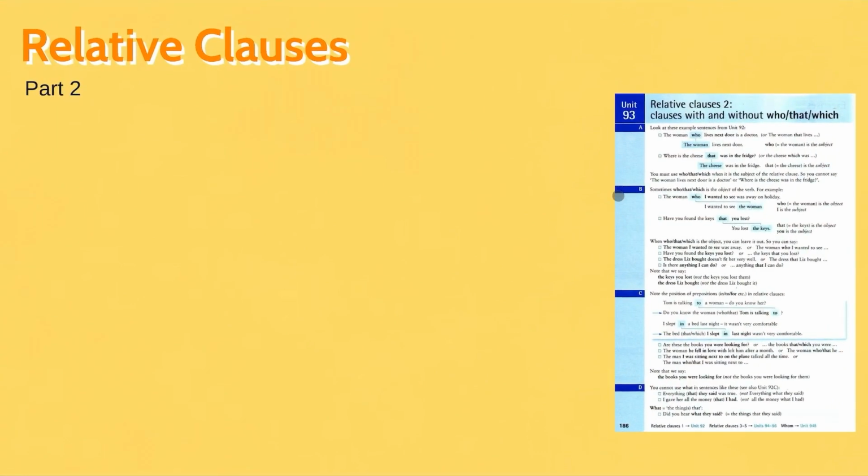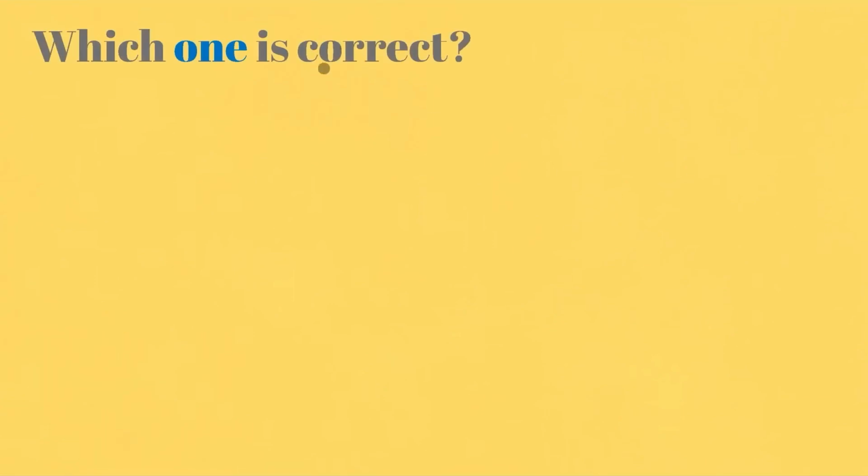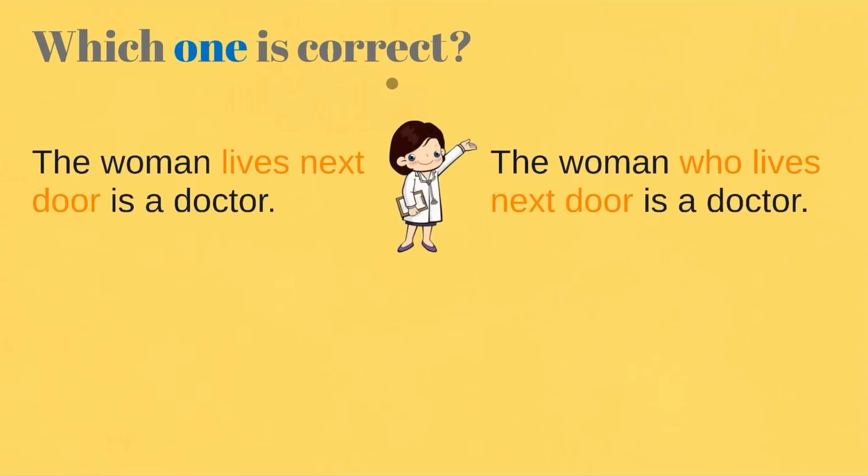This topic is about Unit 93. And to understand this unit, there are some questions we have to answer first. Which one is correct? There are two sentences. The woman lives next door is a doctor. The woman who lives next door is a doctor. Lives next door is a relative clause. Who lives next door is another relative clause. So, what is your choice?